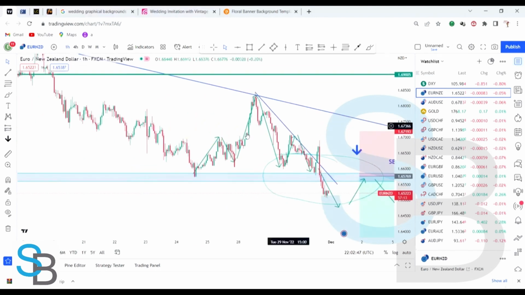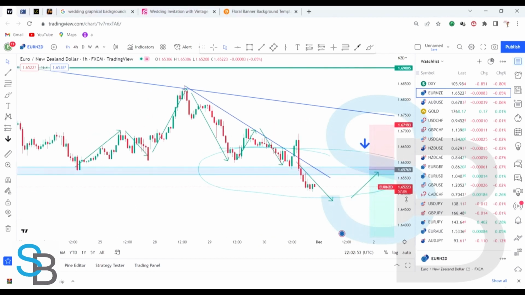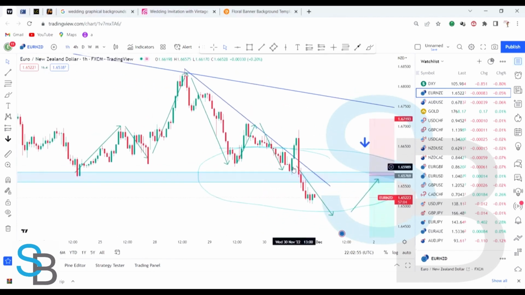At that time the market was around here, it had just formed this, and I was projecting that it would come and retest this trend line, which it came and actually broke. But I said it's going to come and retest and then sell, and then probably break this neckline.